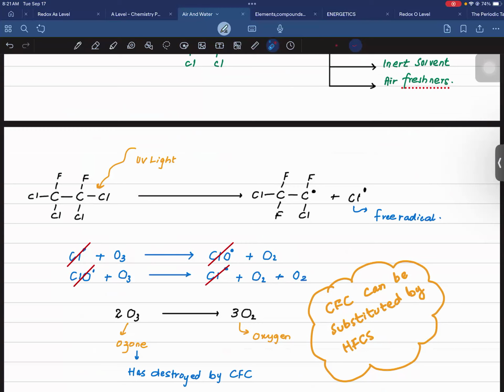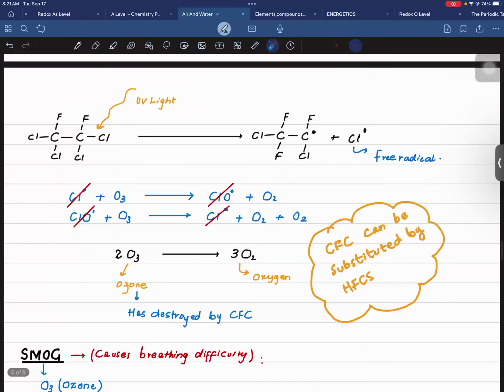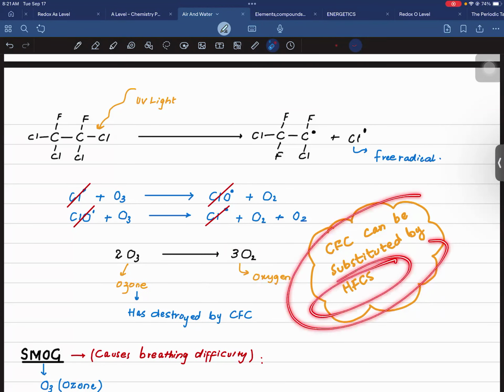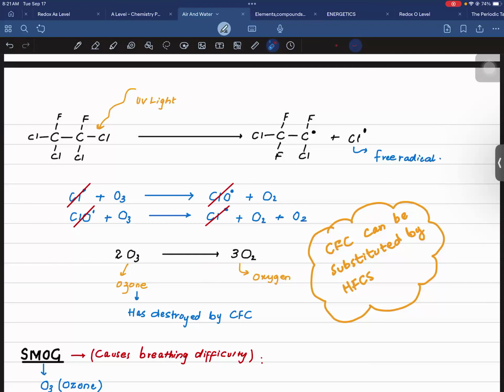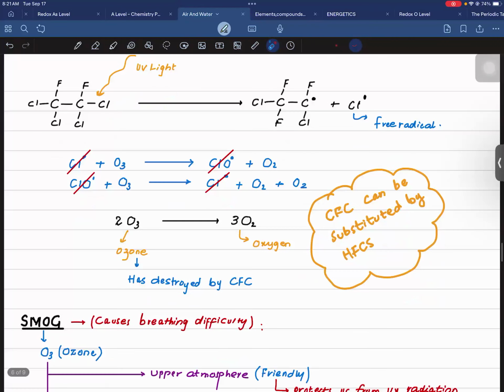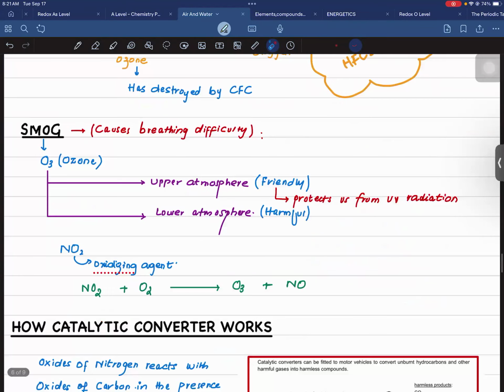Okay. So in short, I can say that your ozone is completely converted into oxygen gas. But remember, CFC is completely banned all over the world because it is responsible for depleting the ozone layer. So it is substituted by HFC, hydrofluorocarbons. Basically, we have eliminated chlorine.